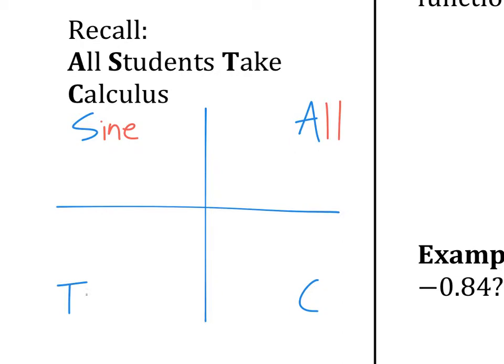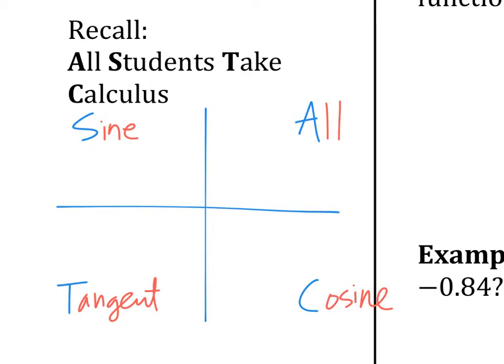T means tangent. So tangent is the only thing that's positive, everything else is negative, in the third quadrant. And then the fourth quadrant, C, that means cosine. So cosine is positive, but everything else is negative. So you want to remember all students take calculus. That means which one is positive in which quadrant. So this will help a lot. All right.